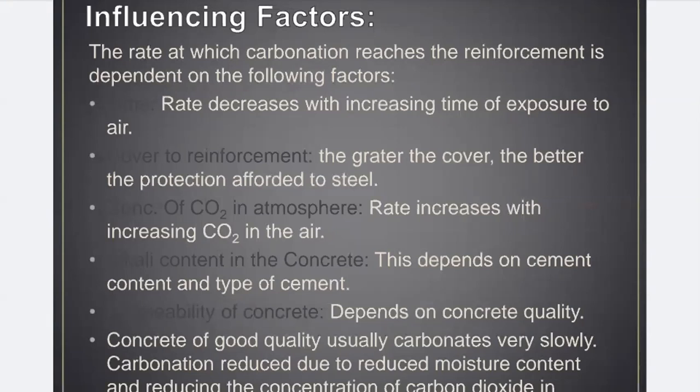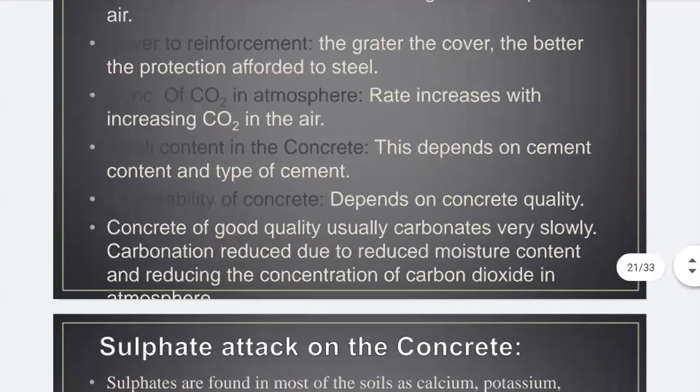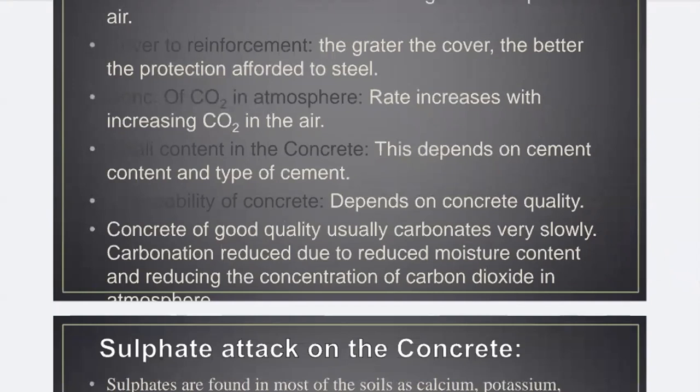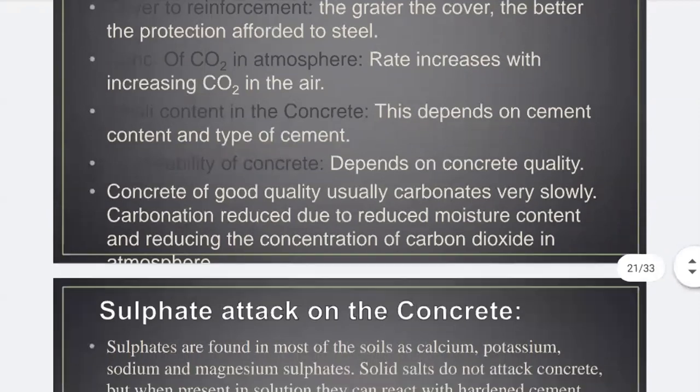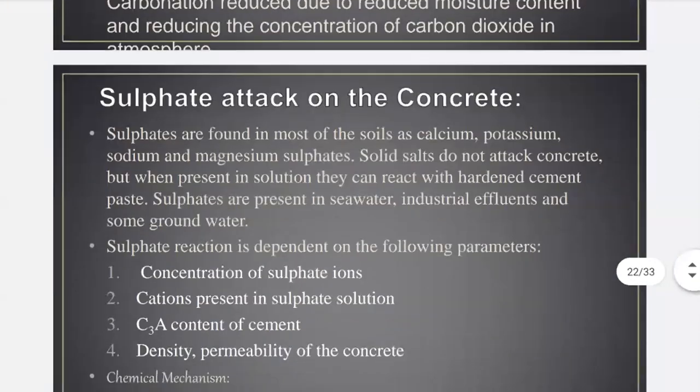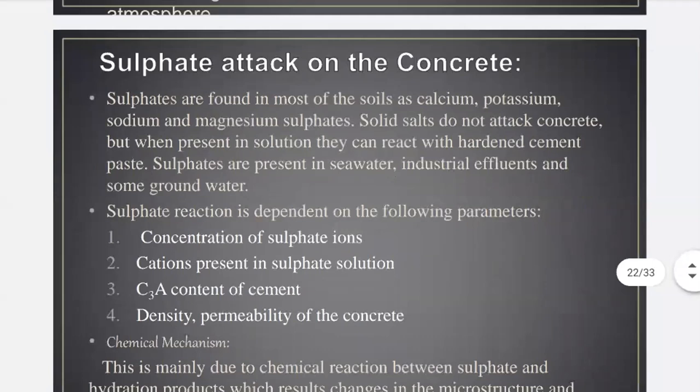The next one is the permeability of concrete. It depends upon the concrete quality. Your concrete should be dense. There should not be any void, because if there is any void, then definitely water will find the way. Water is a thing that can take its place anywhere. Okay, so concrete of good quality usually carbonates very slowly. Carbonation is reduced due to reduced moisture content and reduced concentration of carbon dioxide in the atmosphere. So this should not happen, otherwise the carbonation effect will lead to direct collapse of your structure.